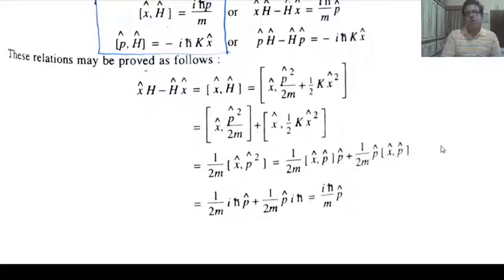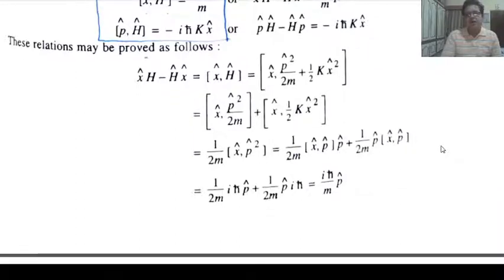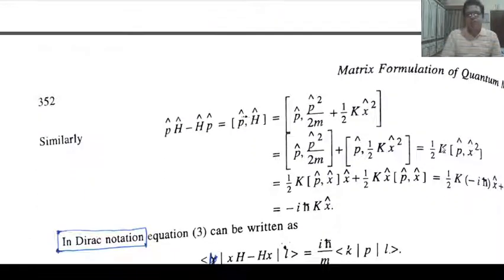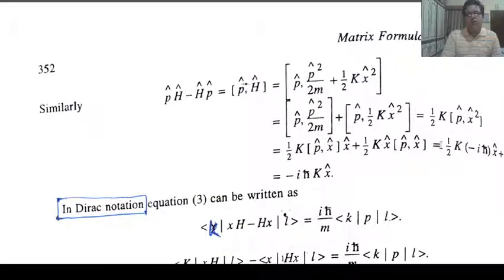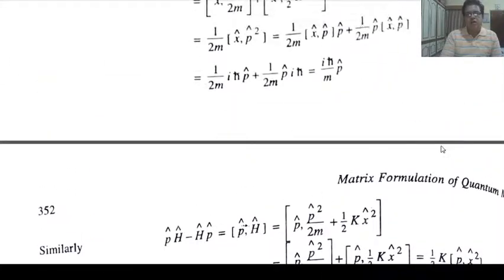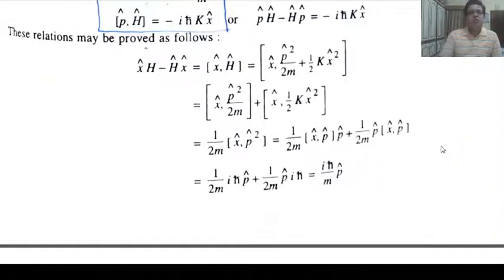As you have already done these things in your UG class, you can easily do these calculations by using the commutator algebraic functions, how a product is solved. Here we derive two relations: X cap H cap minus H cap X cap, calculated by using the commutator, equals iota H bar upon M P cap.